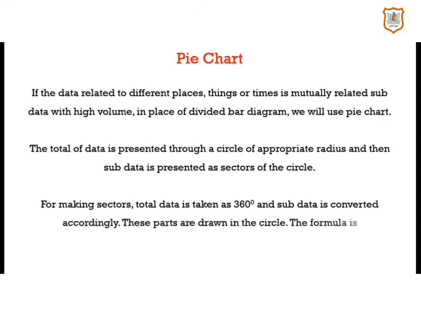Then the formula is: angle is equal to subdata divided by total data into 360. Here everyone knows the angle of the circle is 360, so the total is 360, and that's why we are multiplying it with 360. As in percentage the total is 100, we multiply with 100. Here in a circle the total is 360, so we multiply with 360. Subdata divided by total data into 360.